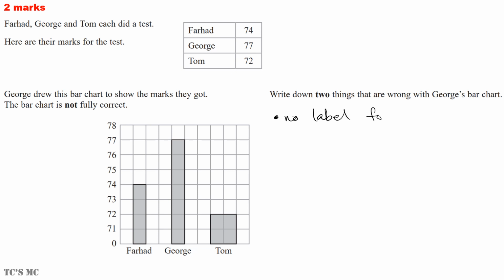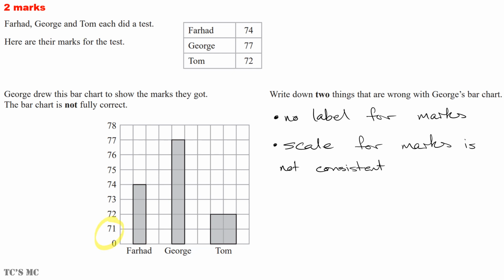No label for marks. Notice the y-axis does not have a label. Or we could write the scale for marks is not consistent. Notice over here it jumps from 0 to 71, so we can write that.